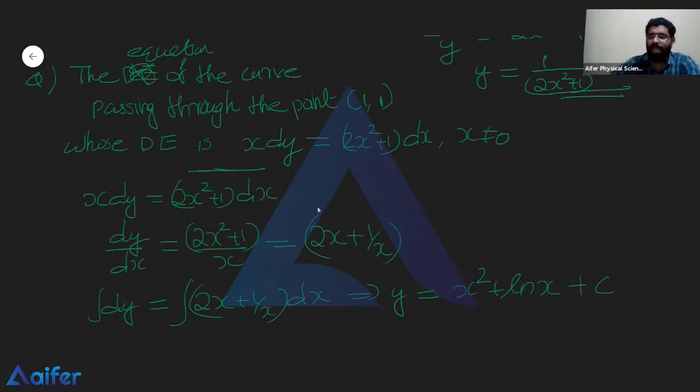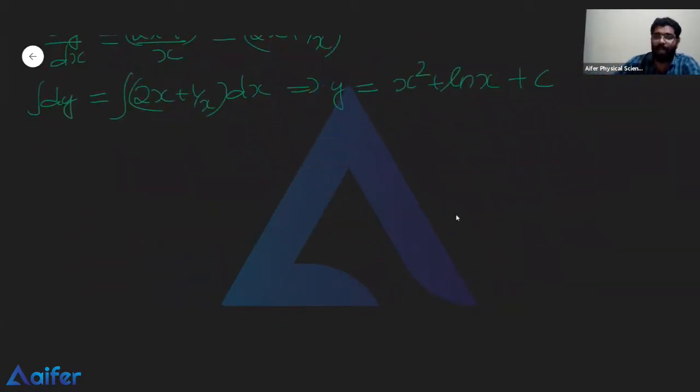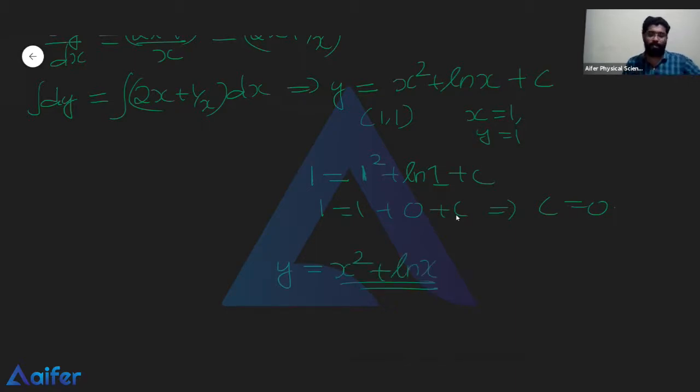Now this is the curve, and one more condition is given: the curve is passing through the point (1, 1). Which means when x = 1, the y value should be 1. So if you substitute this condition, 1 = ln 1 + c. ln 1 is 0, so 1 = 0 + c. That implies c = 1, and you are left with the solution y = x² + ln x. So this is the required curve.